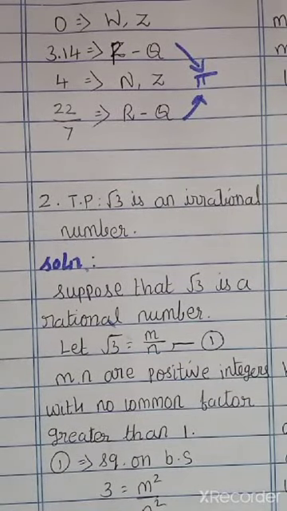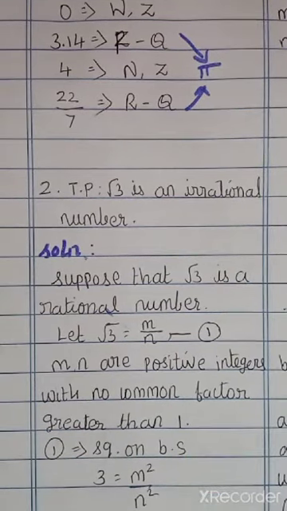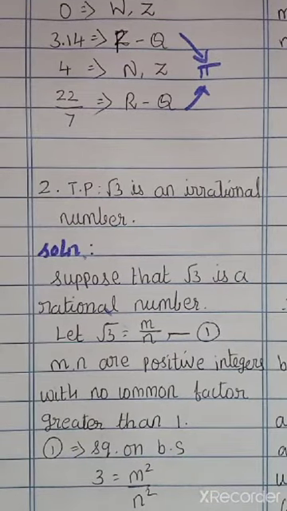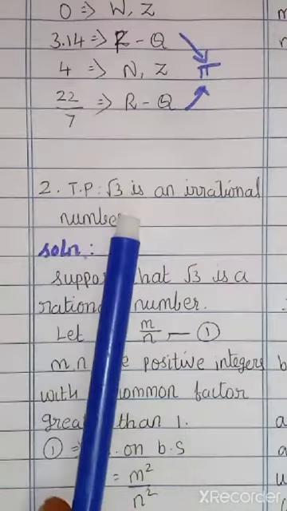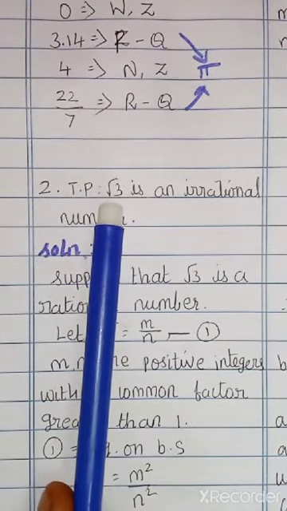Prove that root 3 is an irrational number. So what is meant by an irrational number? Square root of any number which cannot be solved is your irrational number. Correct? Okay. So we are going to prove that root 3 is an irrational number.